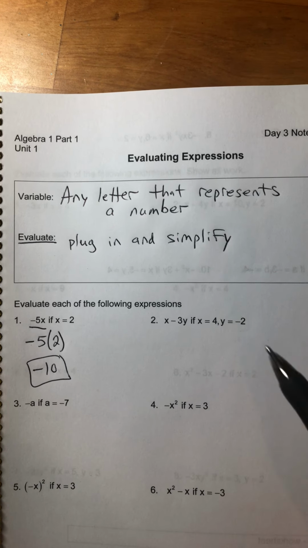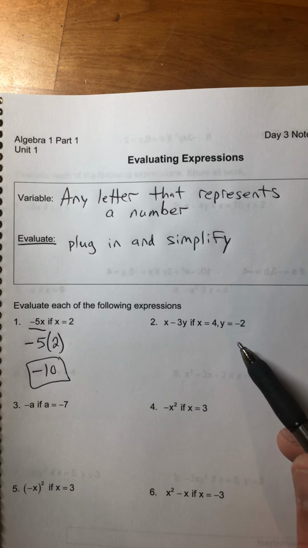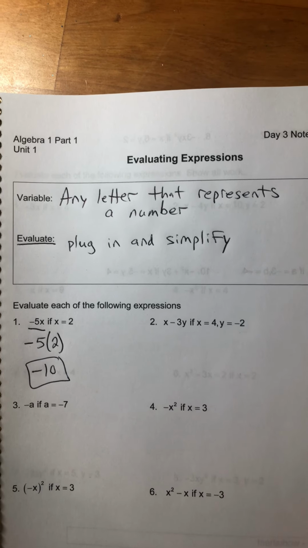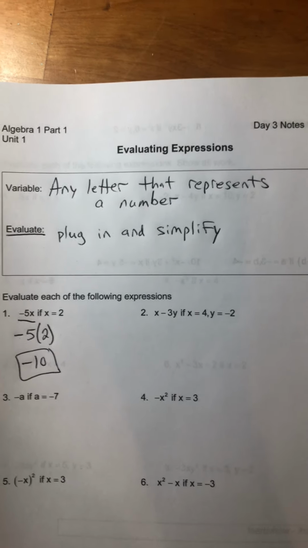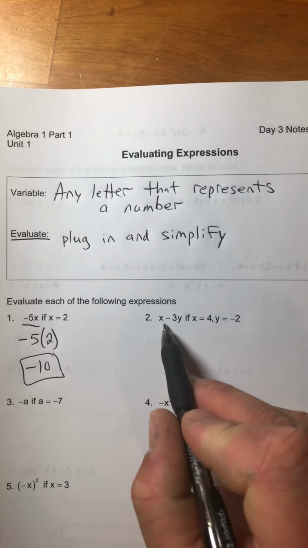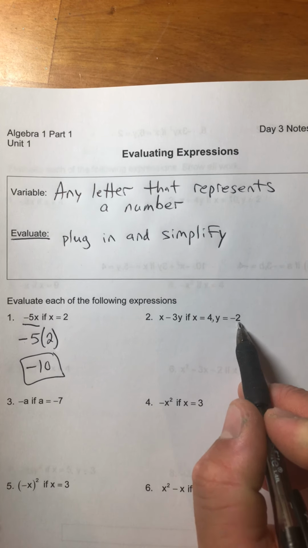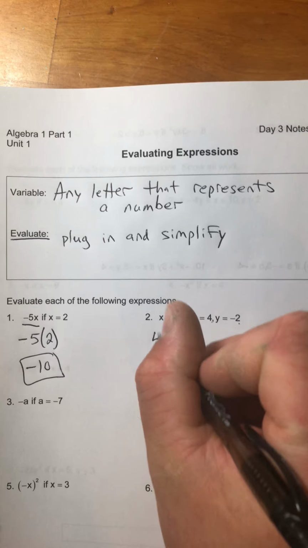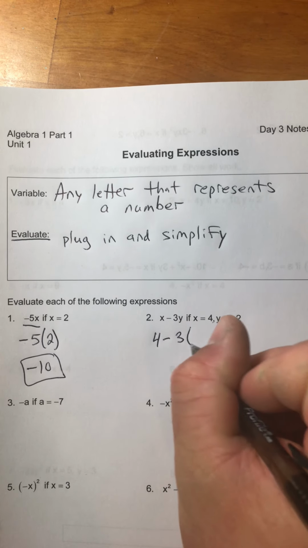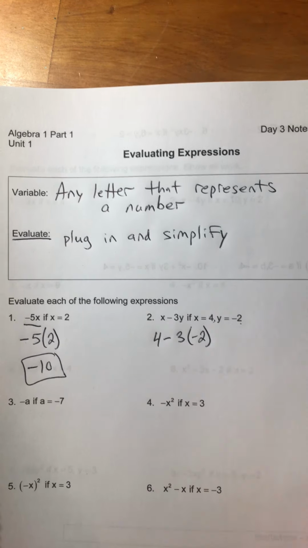Eventually, they get more complicated. You need to do your PEMDAS. All right, make sure you follow order of operations. Otherwise, you can get the wrong answer on most of these. Just check out number 2. X minus 3y, so they give us x and y. So x is 4 minus 3 times y, which is negative 2.